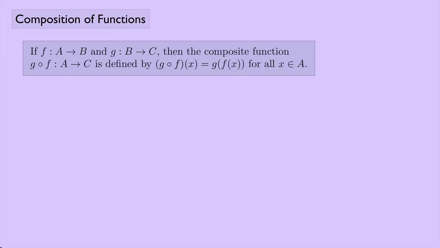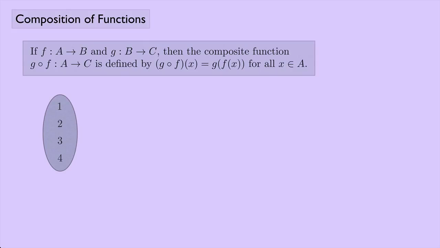The composition of functions is another topic that you've probably seen in your earlier algebra courses. Here's the definition. If f is a function from a set A to a set B, and g is a function from a set B to a set C, then the composite function, which we write as g with a little circle f, say it's g composed with f, is a function from a set A to a set C defined by g composed with f of x is g of f of x for all x in the set A. So to understand this, it's best to look at an example.